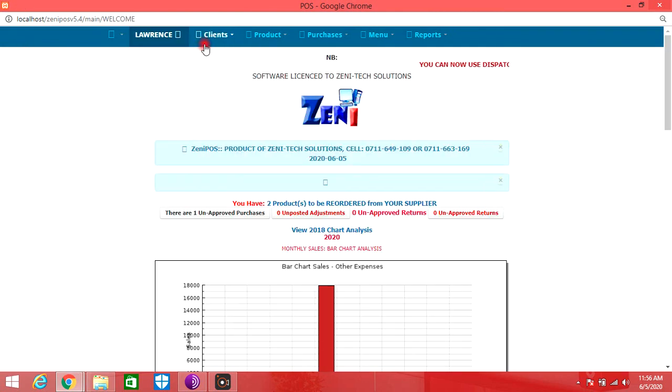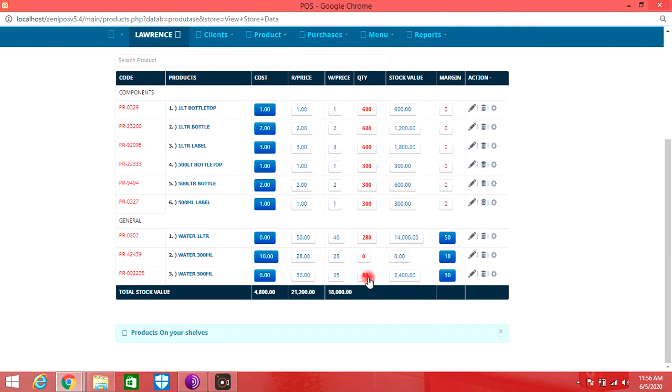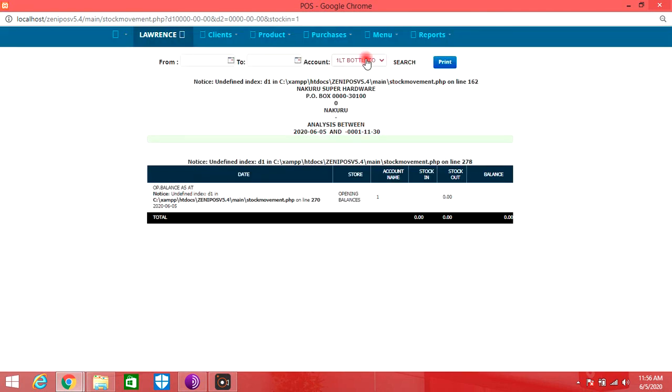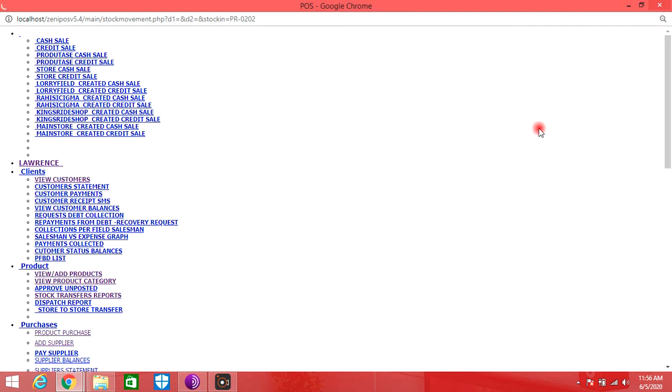let us see our inventory. Come to and say product. This is what remains in our stock, 280 and 80. You can be able to see this through the stock movement. Let me say water 1 liter for today.